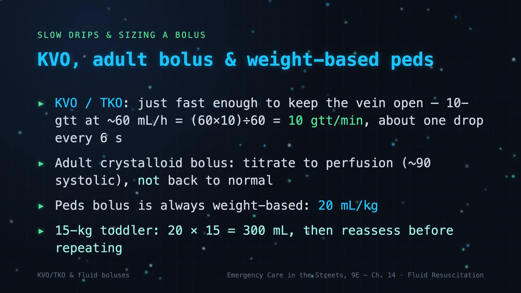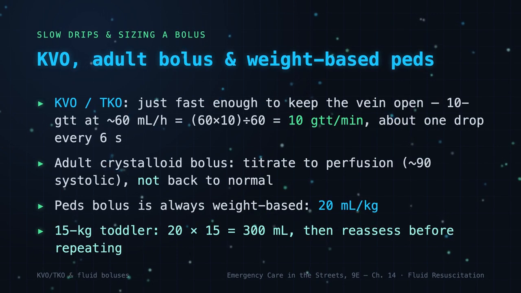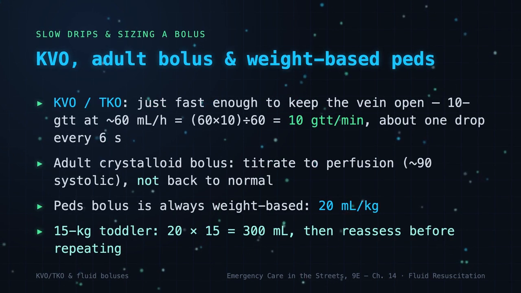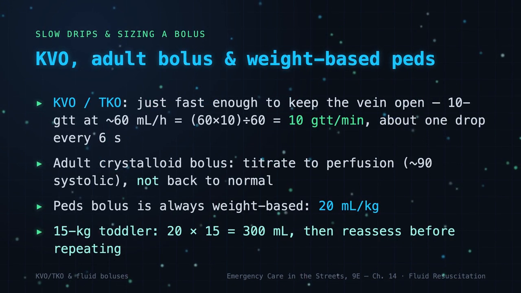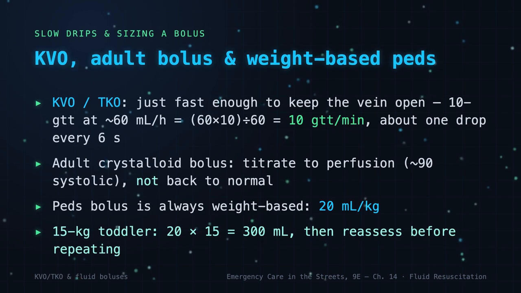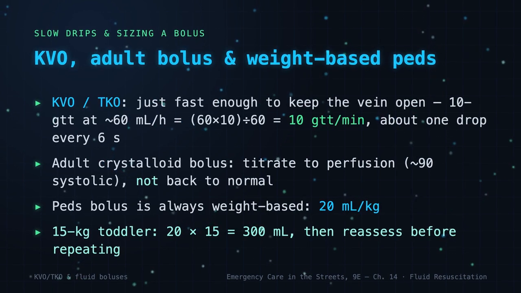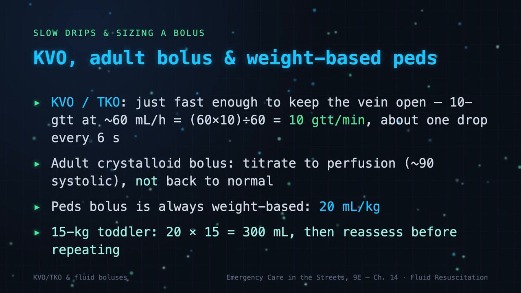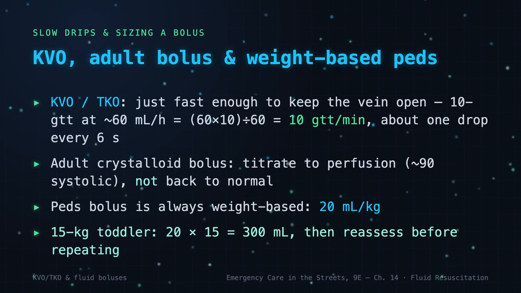Second, the fluid bolus. For an adult, an isotonic crystalloid bolus is given to support perfusion, titrated to a systolic of about 90, not back to normal. For a child it is always weight-based, 20 milliliters per kilogram. A 15-kilogram toddler gets 20 times 15, 300 milliliters. Then you reassess before repeating.